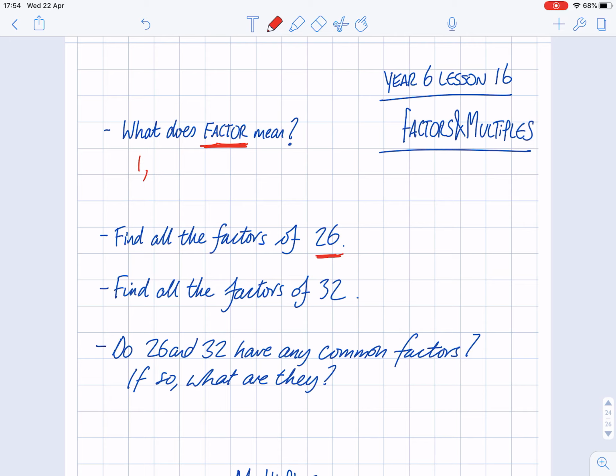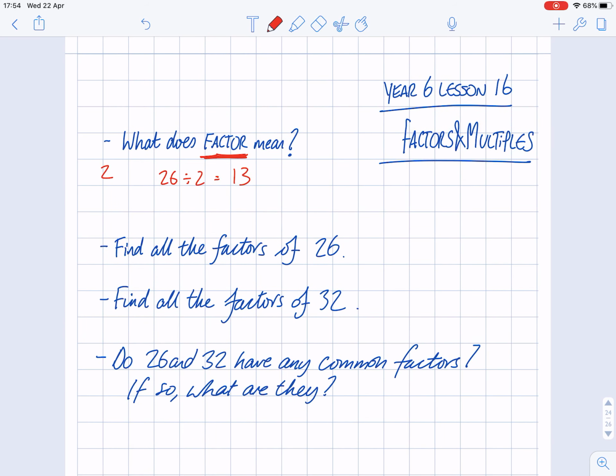Yes. Can I count up in 2s and land on 26? Yes. Can I count up in 3s? No. So 3 wouldn't be a factor. That's one way of doing it. The other way is, can I divide 26 by the number to leave a whole number answer? I can by 2, so 2 is a factor. I can't by 3 because 26 divided by 3 doesn't give us a whole number answer. So 3 isn't.